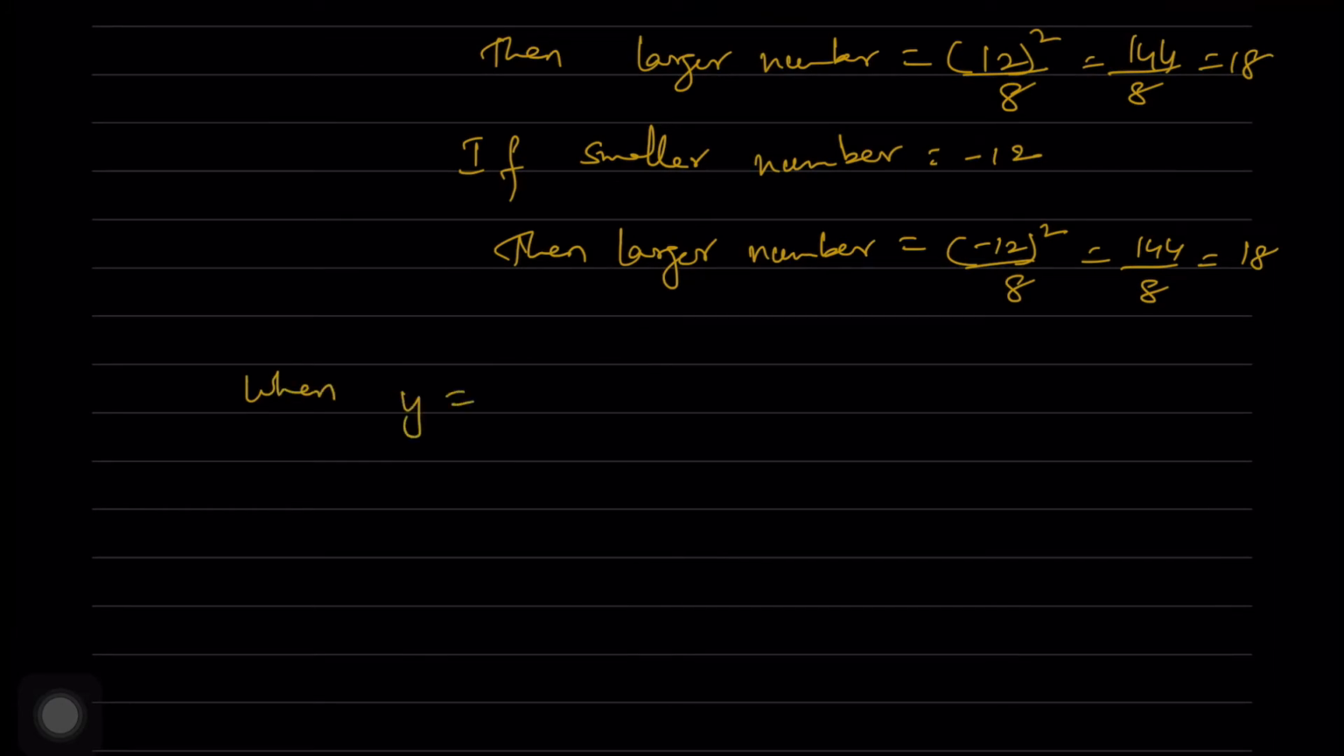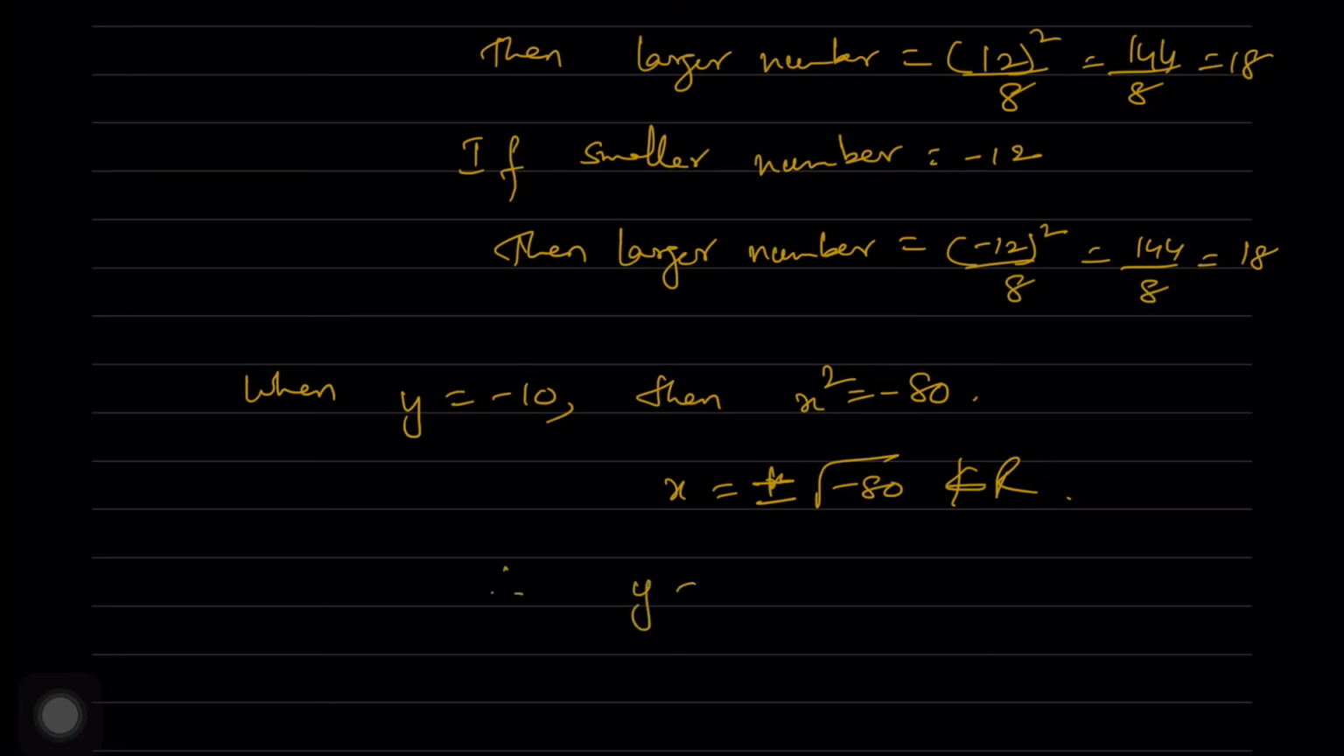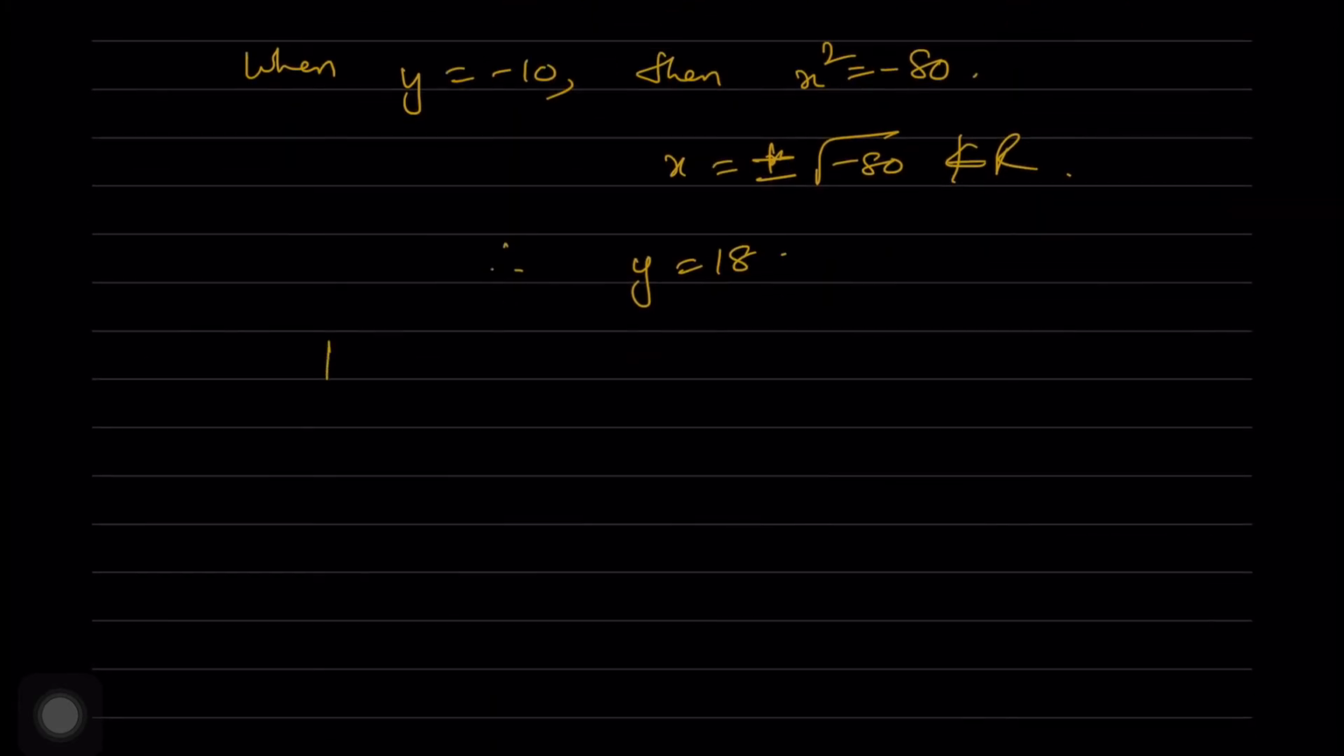When y is equal to minus 10, then x square is equal to minus 80, x is equal to plus or minus root of minus 80, but this does not belong to the set of real numbers. So therefore y is equal to 18, and we proceed as done above. Hence the required numbers are 18, 12, or 18 and minus 12.